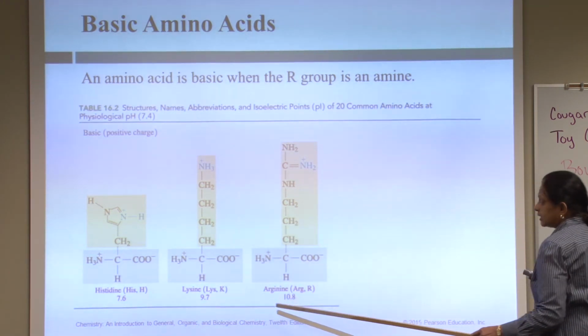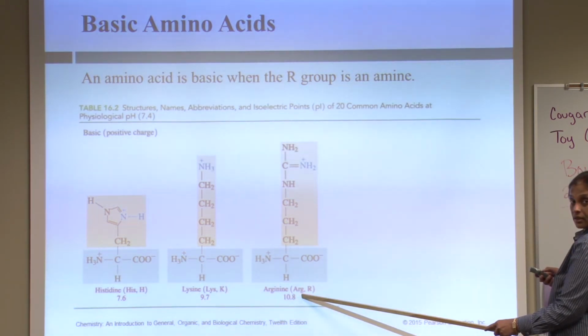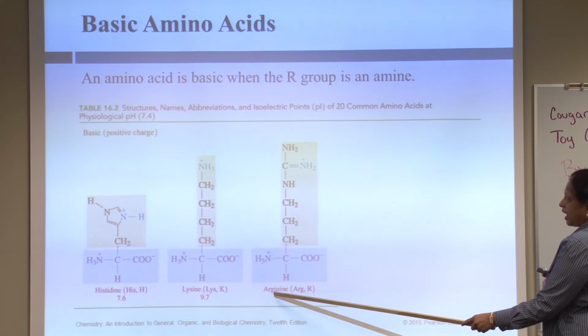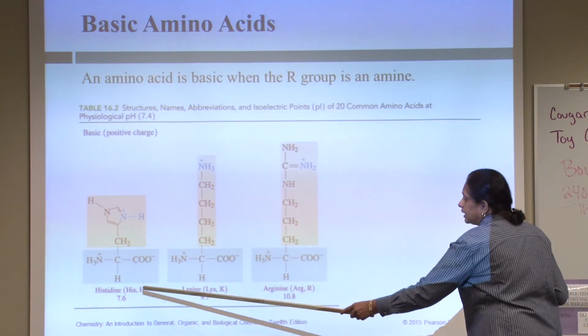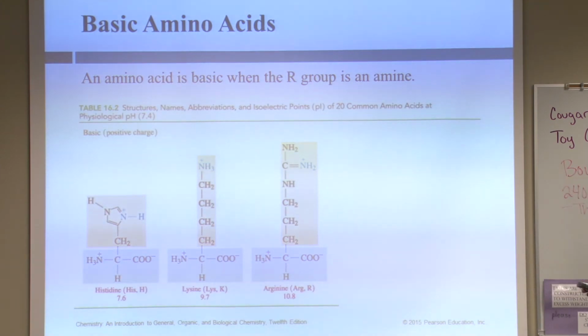In all of these, this is the stronger. Arginine, lysine, histidine. These are basic. And how did we determine they're basic? We are looking at the side chain and looking at the presence of a NH bond, amine.